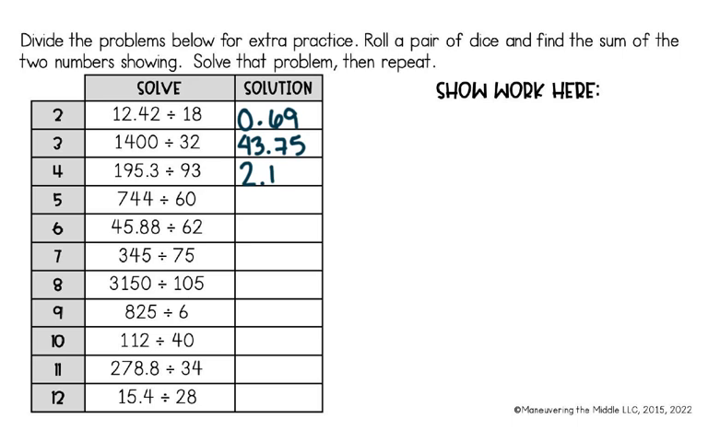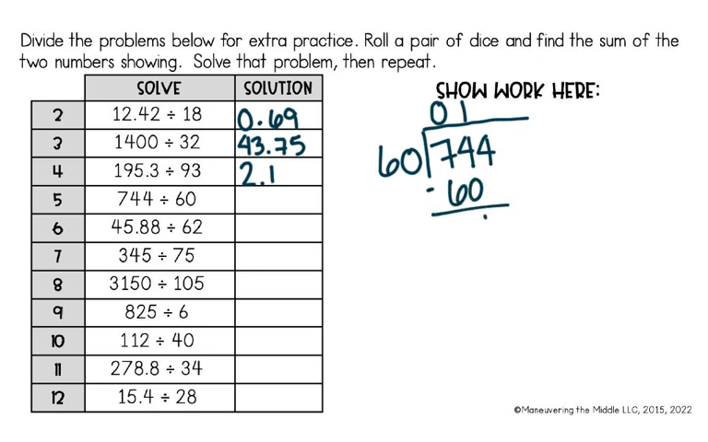So I'm going to put 60 on the outside and put 744 on the inside. So I know that 60 can't go into 7, so I'm going to put 0. 60 can go into 74 once. 1 times 60 is 60. Go ahead and subtract. 4 minus 0 is 4. 7 minus 6 is 1. Bring down my 4, and we have 144.